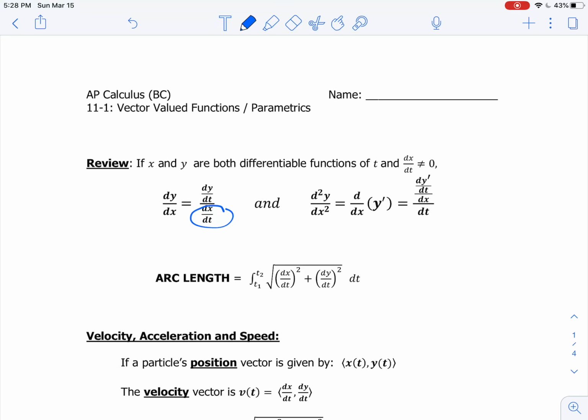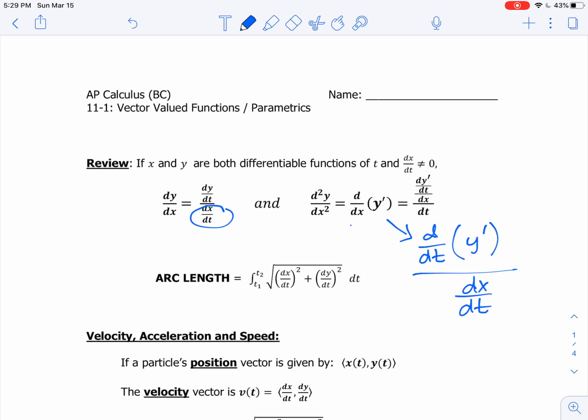The second derivative with respect to x, I have to do a little bit more work because I'm not taking the derivative with respect to t. So it's the derivative of y prime with respect to t. So d/dx of y prime is like taking the derivative with respect to t of y prime. And then I have to divide that by dx/dt. So that if I multiply by the reciprocal again, I would get the second derivative with respect to x both times.